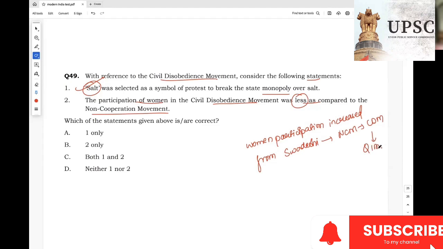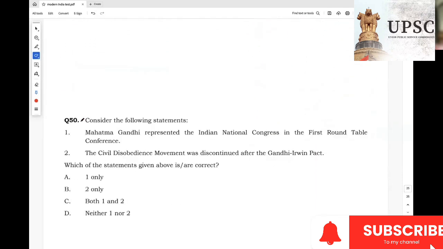In the Quit India movement, we know women even started the underground radio, women even started the underground activities. They participated a lot in the parallel government. So there the participation was very, very high. It all started in the Swadeshi movement. So with every successive mass movement, there was more and more participation by the women. Moving to the next one. So this statement is wrong. Option 1 is correct. The next one.